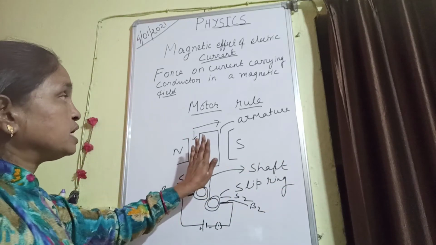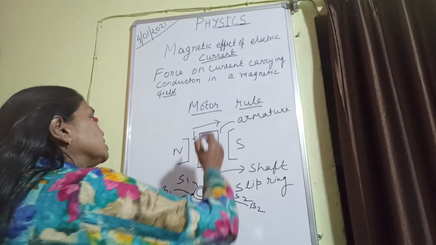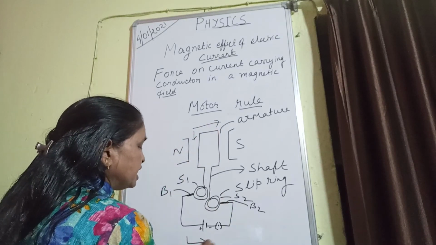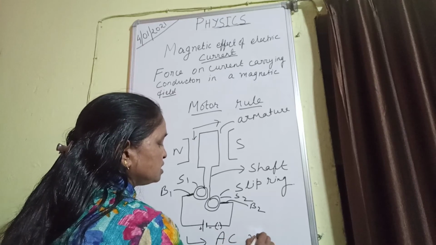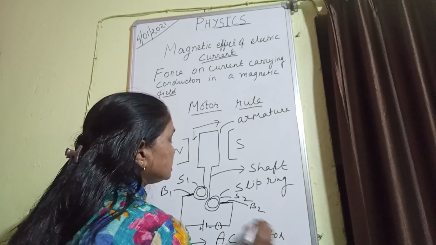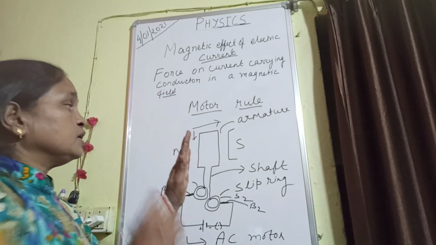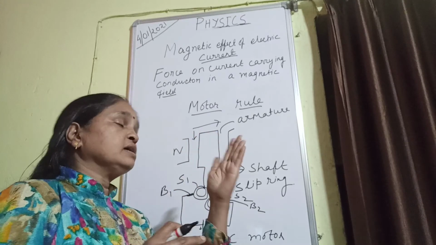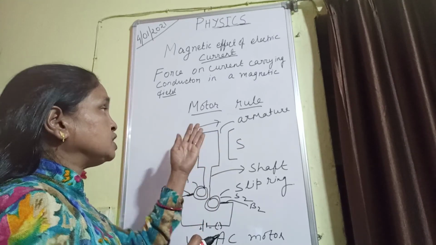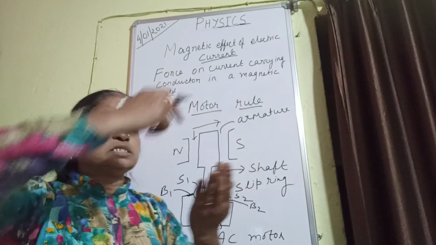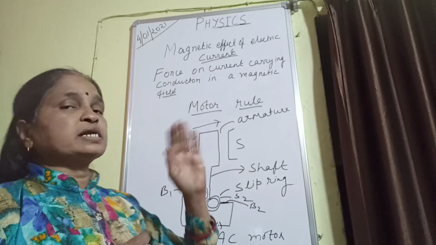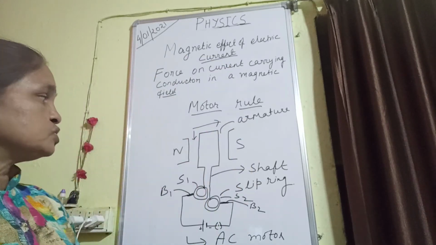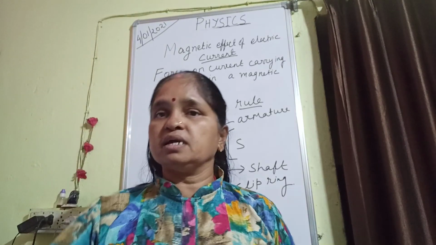So it rotates one full rotation. So this type of motor is known as AC motor. This slip ring helps the shaft to rotate, that means the coil armature to rotate the full rotation in between the magnetic field. So students, today up to here, next class we will do it.